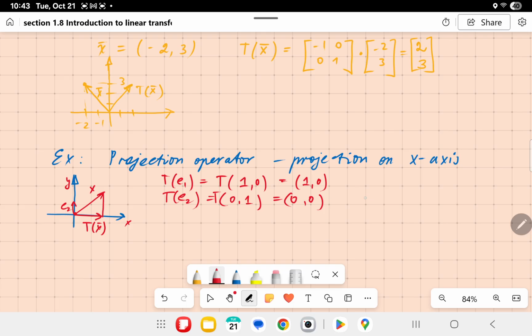So the matrix is going to look like (1, 0) as my first vector, and then (0, 0) as my second vector. That's going to be a projection matrix. The last operator is going to be a rotation operator.